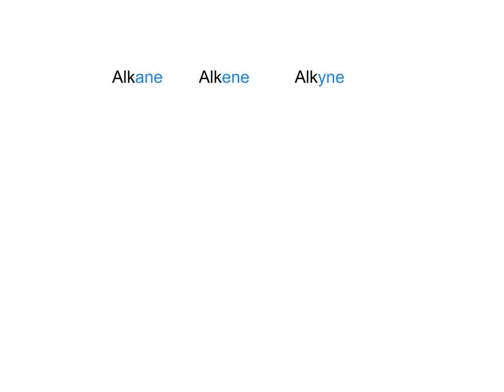When we get to naming compounds, the suffix part of each name is going to come from the name of the functional group or the category of compounds. So all alkanes will end in ane. All alkenes will end in ene, and all alkynes are going to end in yne.